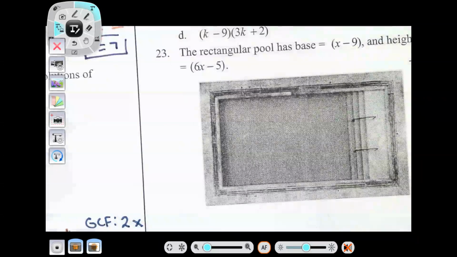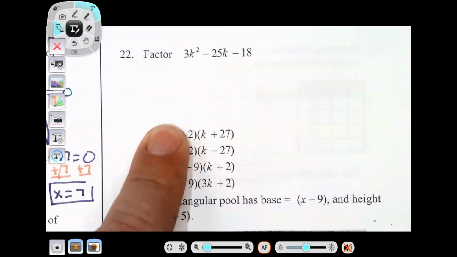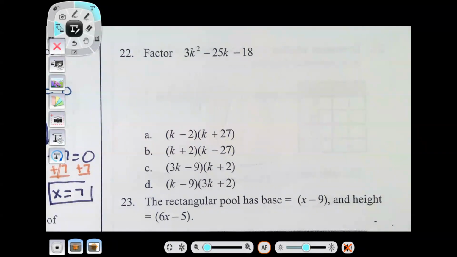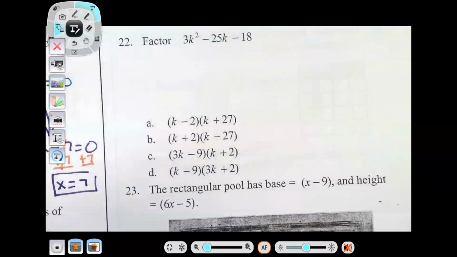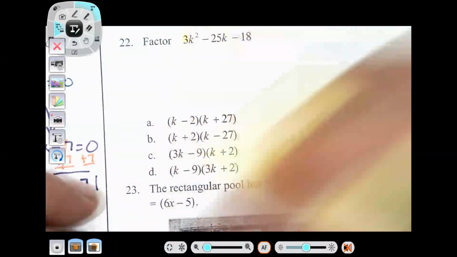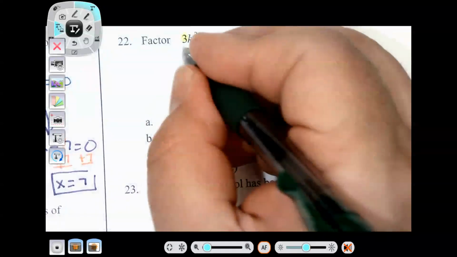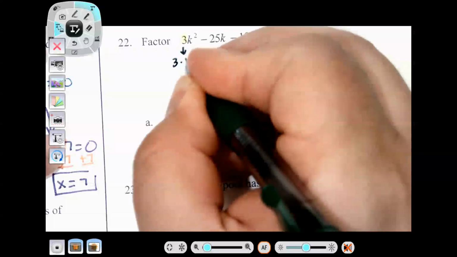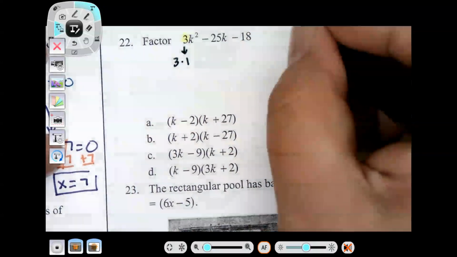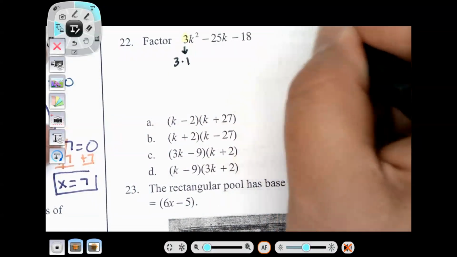Number 22 is the same type of problem, but these are always kind of weird, so I am going to cover this one. All right, so now there's a 3. The only thing that gives me a 3 is 3 times 1. But remember, I do have to check GCF, so let me do that first, actually.